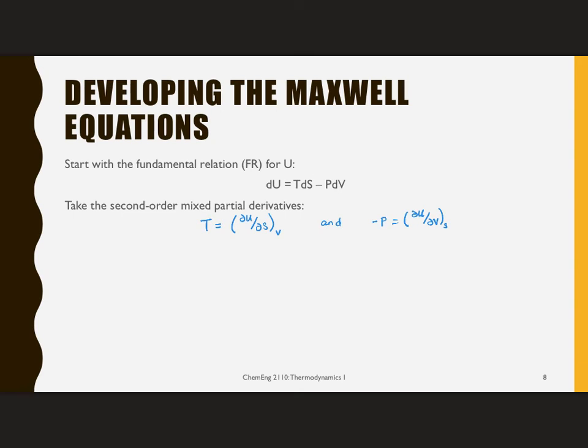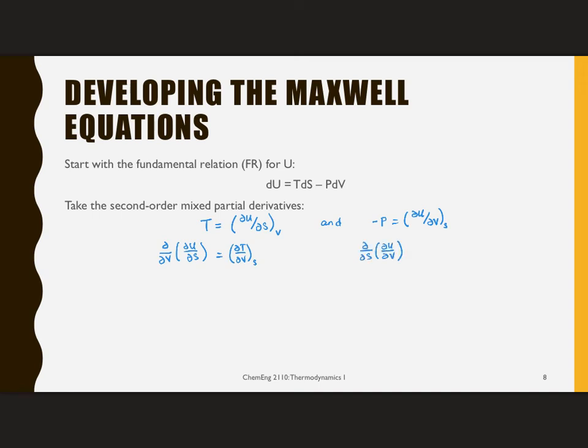From this, we want to take the second derivatives. So I want to take the derivative of U with respect to first S then V, and the derivative of U taking it first with V and then S. If I start with T equals dU/dS at constant V, then the second derivative that I'm looking for is the derivative with respect to V of this expression dU/dS. So that is dT/dV, and in this step, I'm holding S constant.